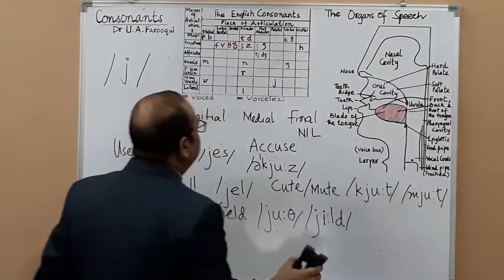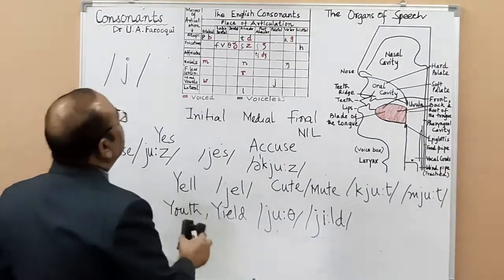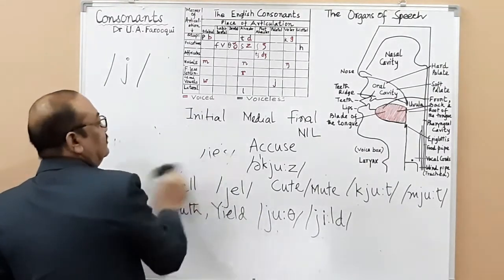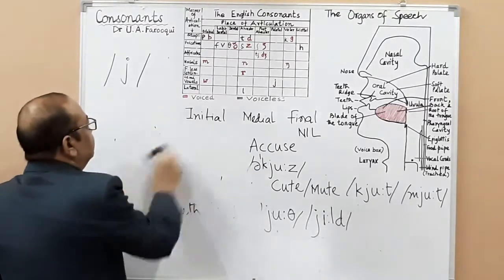Yes, sir. May I rub it off? Yes, sir. We are left with one symbol. This is the 24th one. 23 we have completed. Yes, sir. Great.